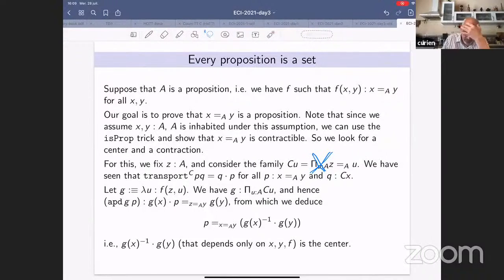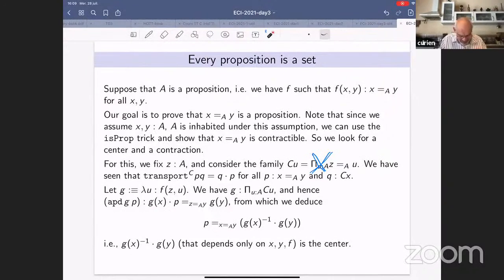We can apply, yes, we can use. We have this path p, which is between x and y here. So we can apply G to it. It's going to be an equality between G of x and G of y. Okay, but because of transport and things like that, you have to do a little bit of transport, and this transport here reduces to concatenating G of x with p.